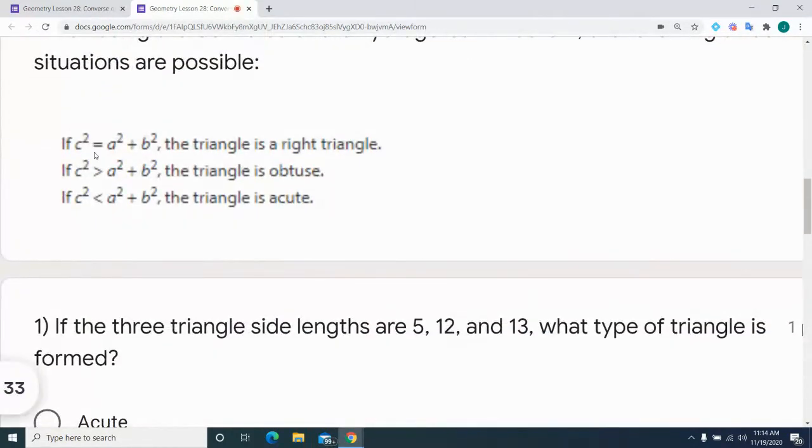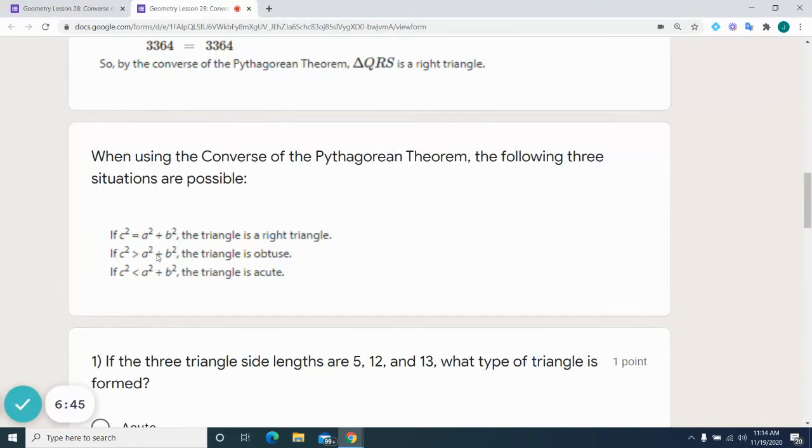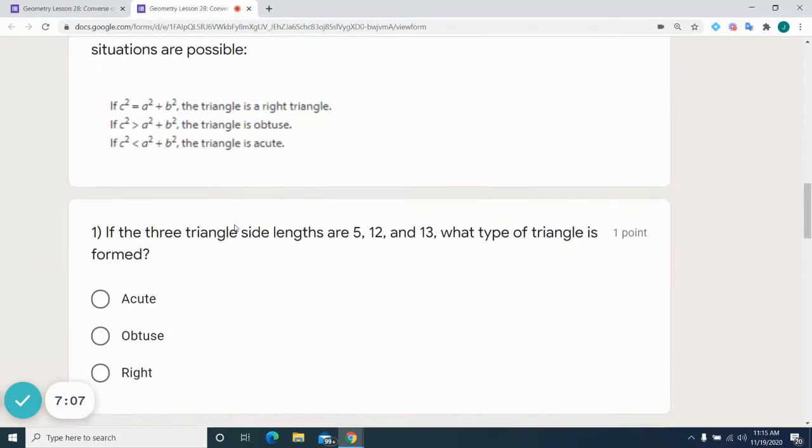Look right here. If C squared is equal to A squared plus B squared, it's a right triangle. If C squared is bigger, then it's obtuse. If C squared is smaller, then it's acute. All right? They flipped it from what I did, but the same idea, okay? So let's use these concepts, and we're going to take triangles, and without looking at them, we're going to use what we know about the sides to decide if they are right, acute, or obtuse.